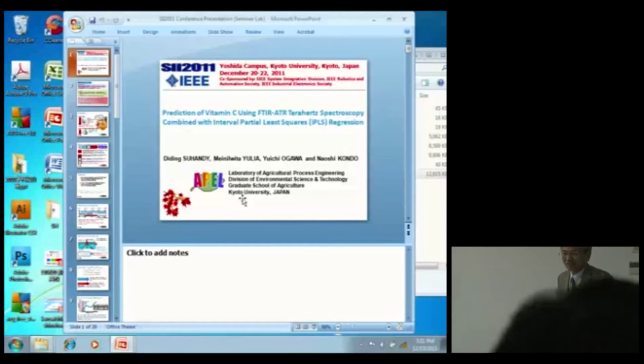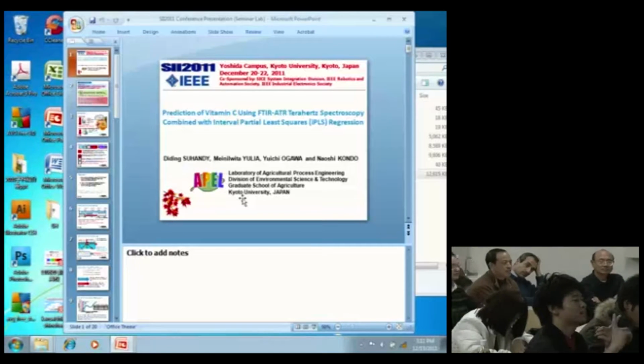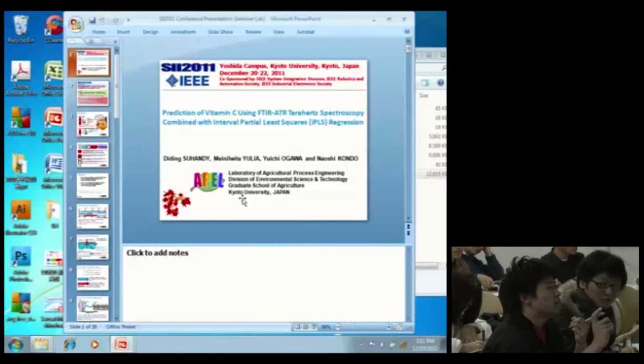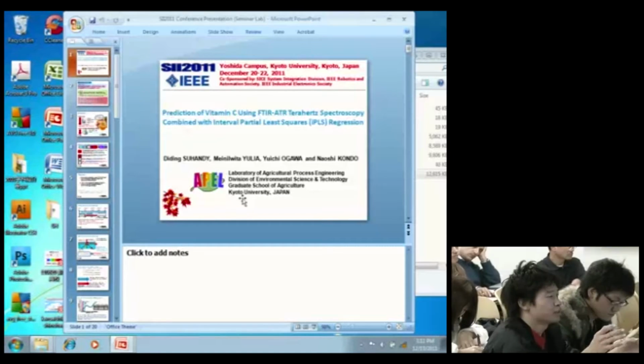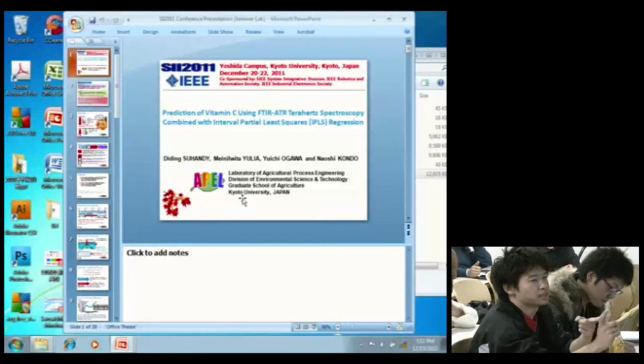Sorry, I have one question. In your IPLS regression, why did you divide the terahertz region into 11 parts?